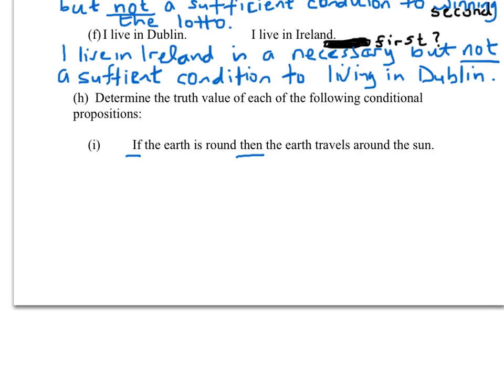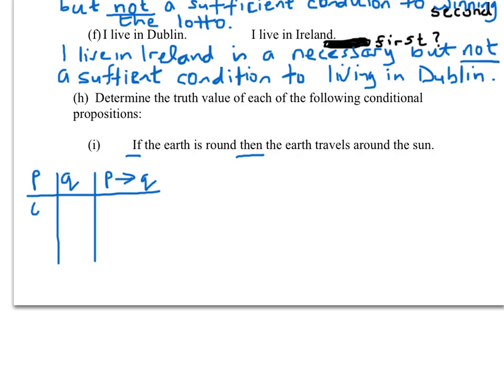So before I begin, let me remind you of the truth table for the if-then statement. So forming the truth table over here, we have inputs P and Q, and the output P implies Q, or if P then Q.